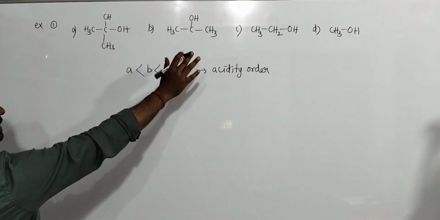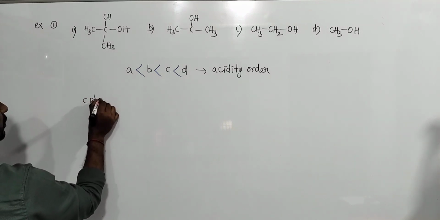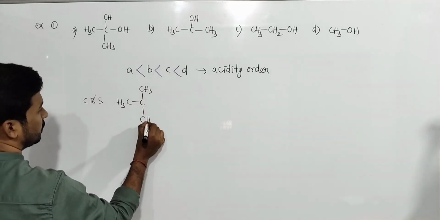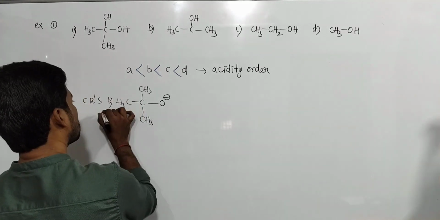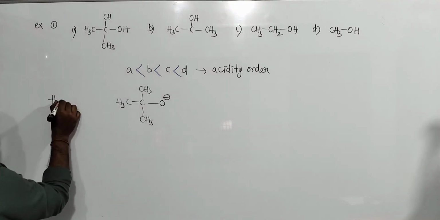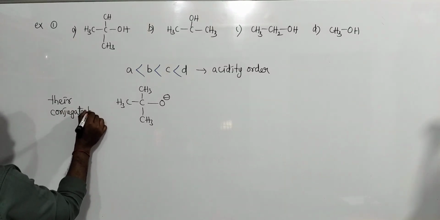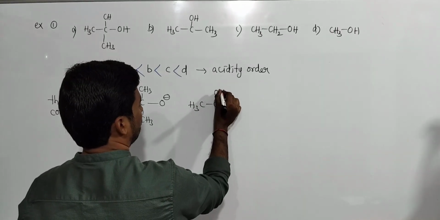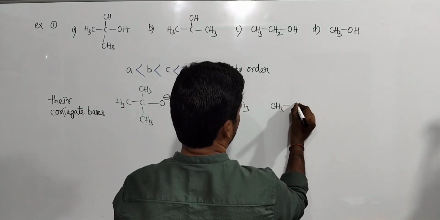Their acidity is explained by their conjugate bases. Conjugate bases: here CH3O minus. In the second case, their conjugate bases are, next one, ethoxide and methoxide.